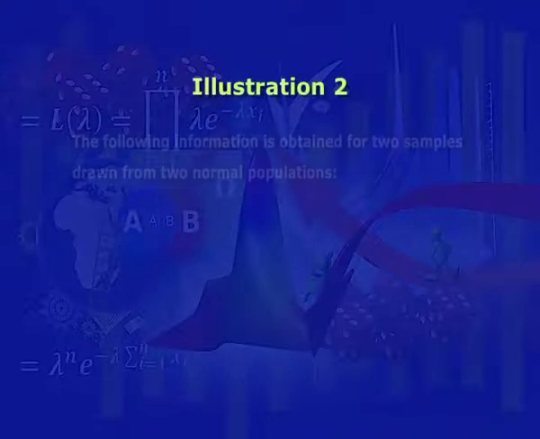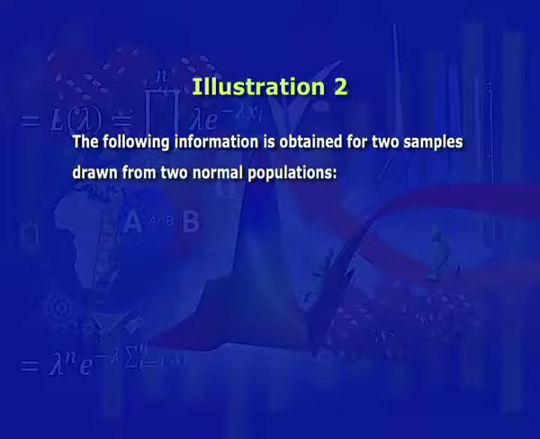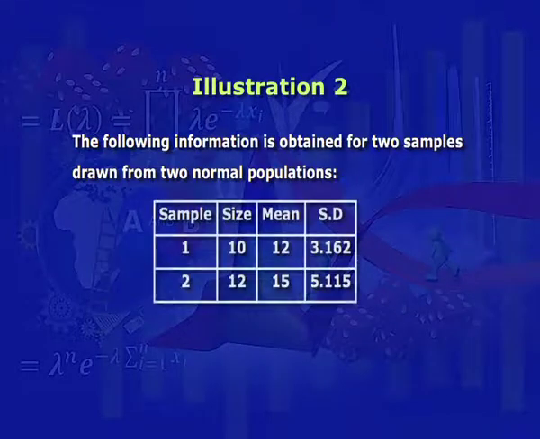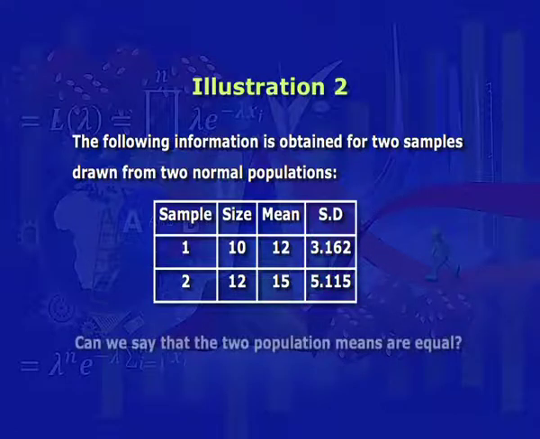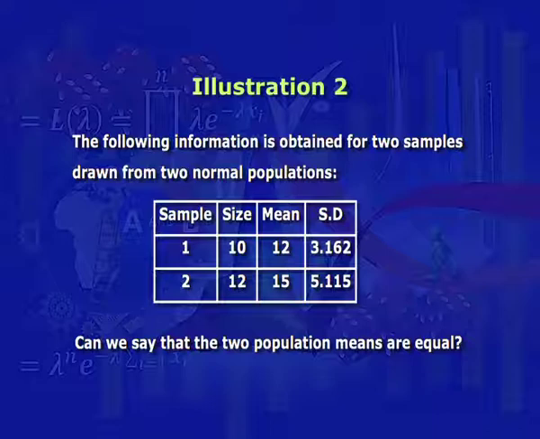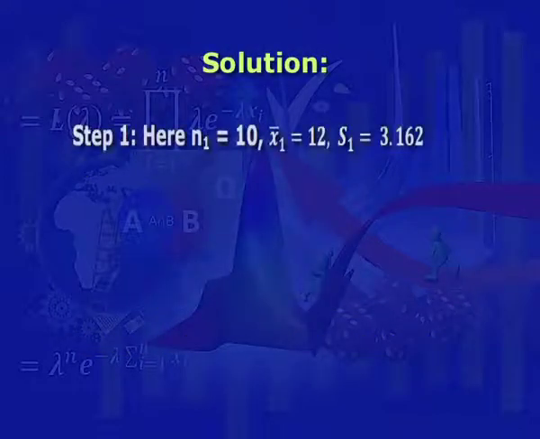Illustration 2. The following information is obtained for two samples drawn from two normal populations. In the data we have sample 1 and 2, with corresponding sizes 10 and 12, means 12 and 15, and standard deviations 3.162 and 5.115. Can we say that the two population means are equal? Let us see the solution. Step 1.